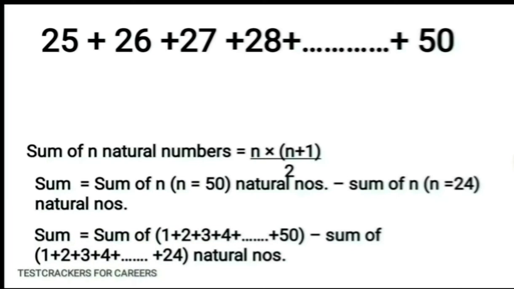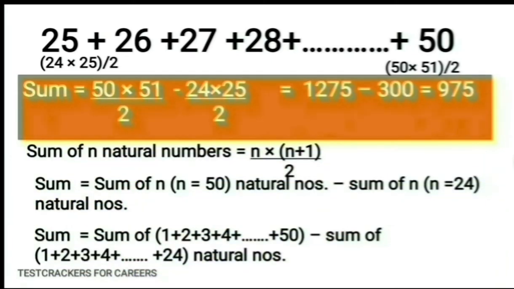The sum of natural numbers where n is equal to 50 is given by 50 into 51 divided by 2, and the sum of natural numbers where n is equal to 24 is given by 24 into 25 divided by 2. Now we subtract the sum of natural numbers where n is equal to 24 from the sum of natural numbers where n is equal to 50, and we get 975.